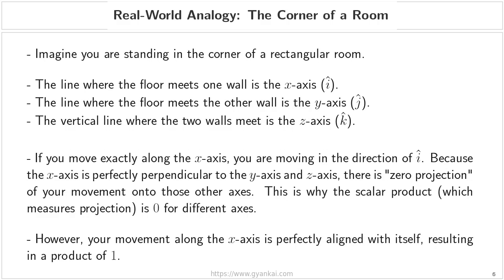However, if you look at your movement along that same x-axis, your path is perfectly aligned with the direction of i hat itself. There is no angular difference between your path and the axis. Because you are moving perfectly parallel to the vector, the product is at its maximum value, which results in a product of 1. Keeping this visual in mind will make the algebraic steps in our next example much more intuitive.